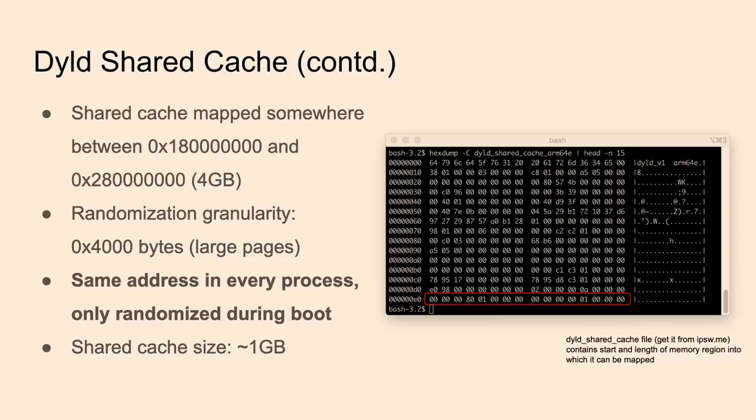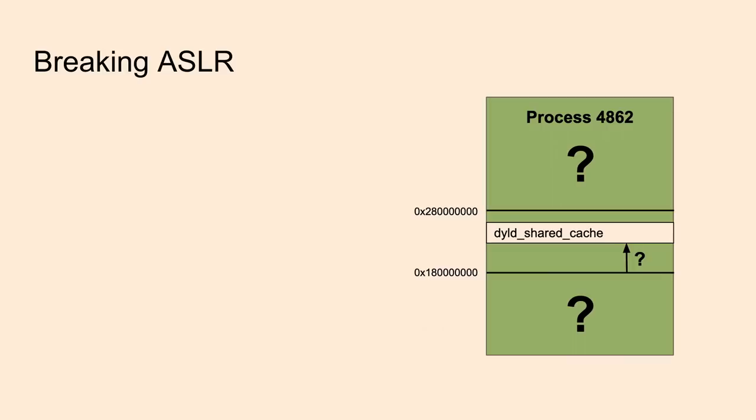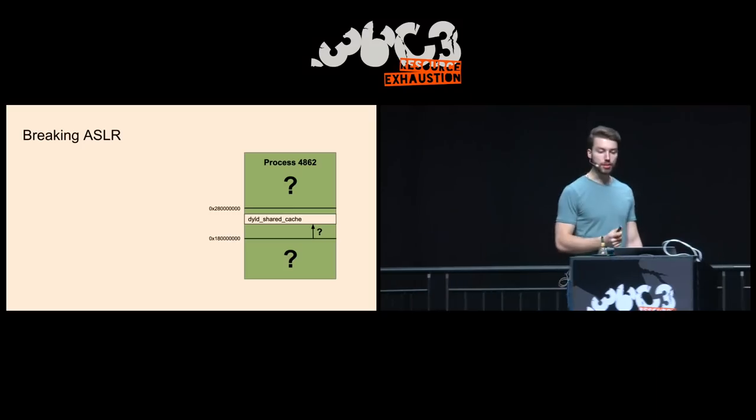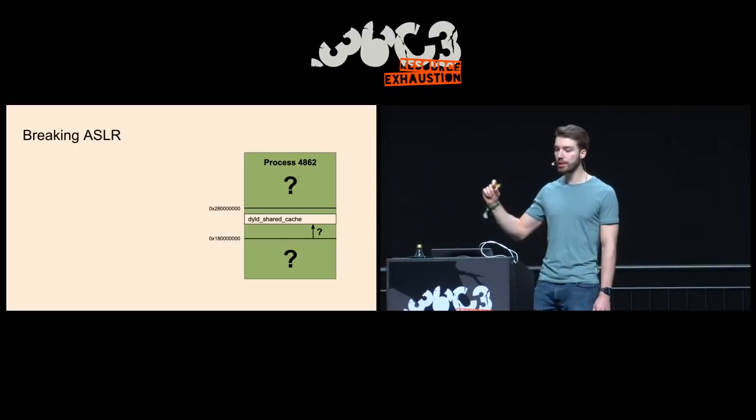But really what's most interesting is that on the same device, the DYLD shared cache is only randomized once per boot. Okay, so if you have two different processes on the same device, the shared cache is at the same virtual address. And if you have one process and it crashes and you have another one and so on, the shared cache is always going to be at the same address. And that makes it really interesting. And also it's 1 gigabyte in size. It's gigantic, so it's not too hard to find in this 4 gigabyte region. Right, so this is what our task has boiled down to at this point. We have this address range, we have the shared cache, and all we need to know now is what is this offset.